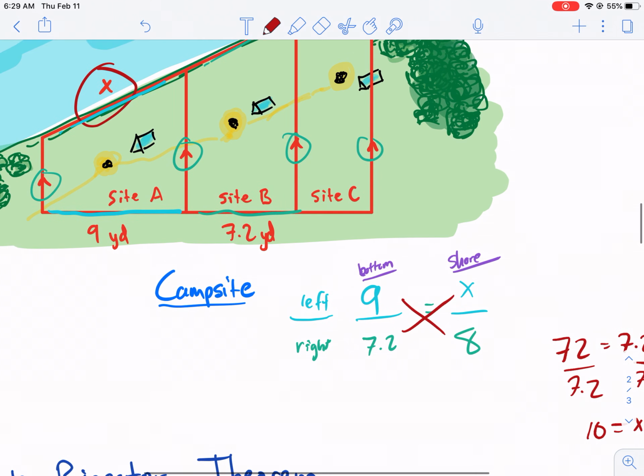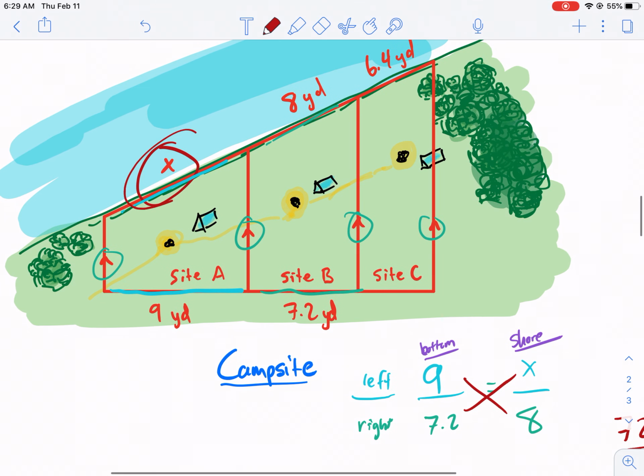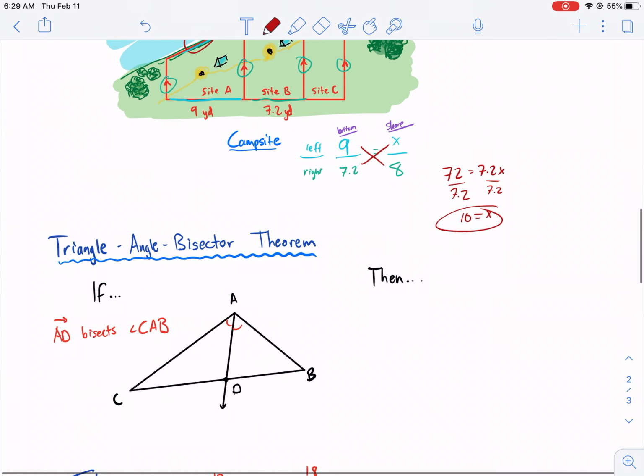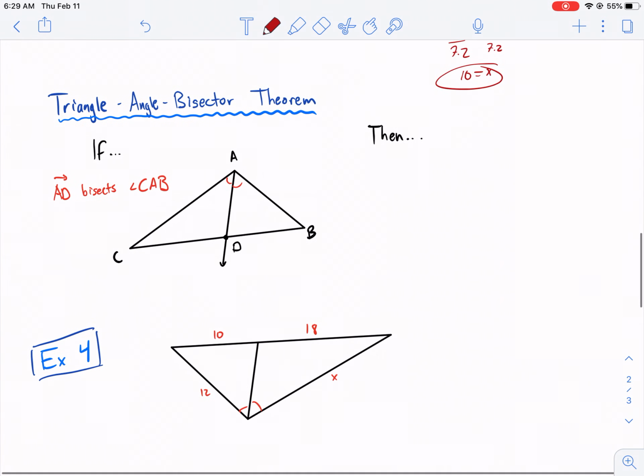And that makes sense because this blue segment here was bigger than its corresponding green part. So this blue segment here, x, needs to be bigger than its corresponding green part, the shoreline. So 10 is bigger than 8. That's how we can check our answer. We have 2 more things to talk about.